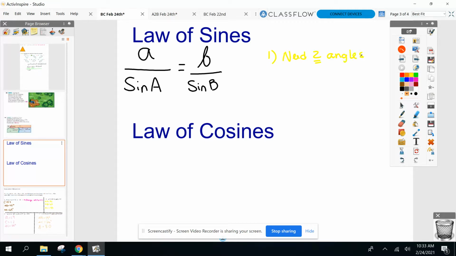If you have anything less than two, it's not going to happen. Law of sines, I showed that to you yesterday. It's not going to happen. All right, so you need at least two angles.